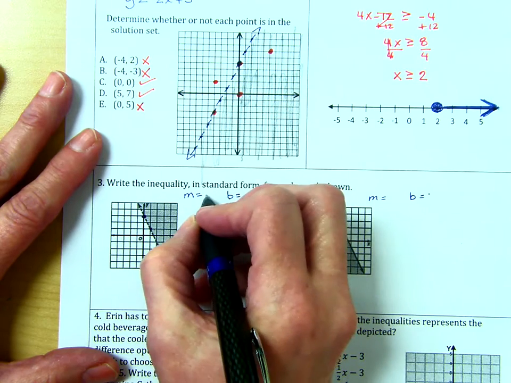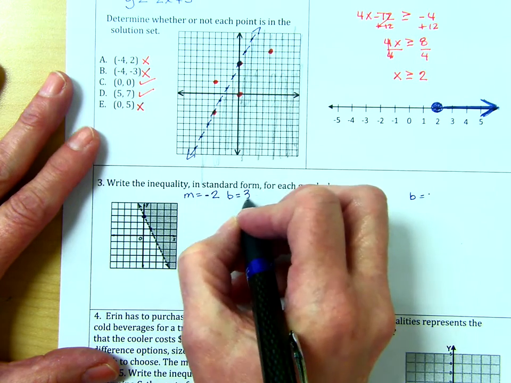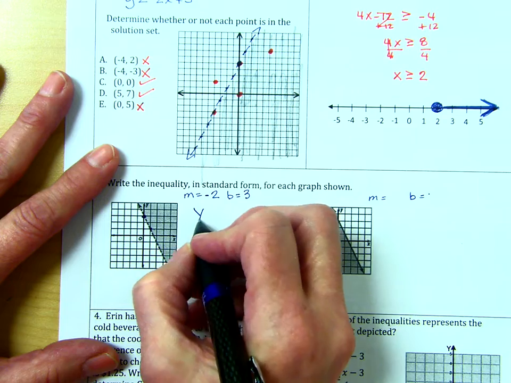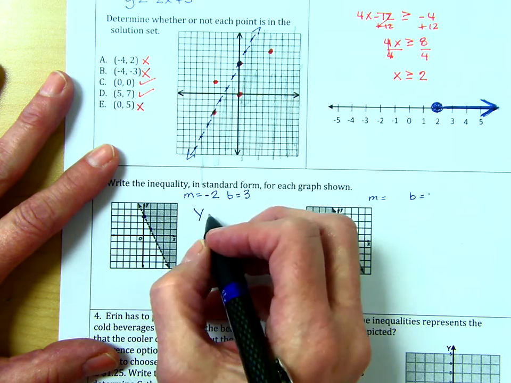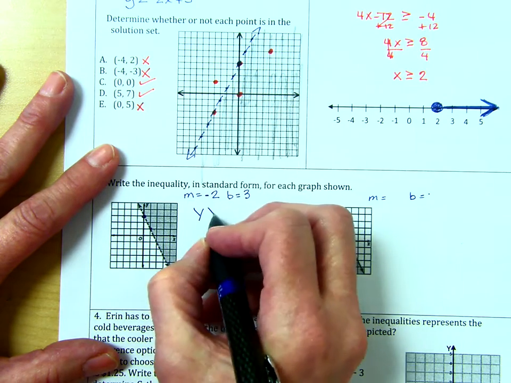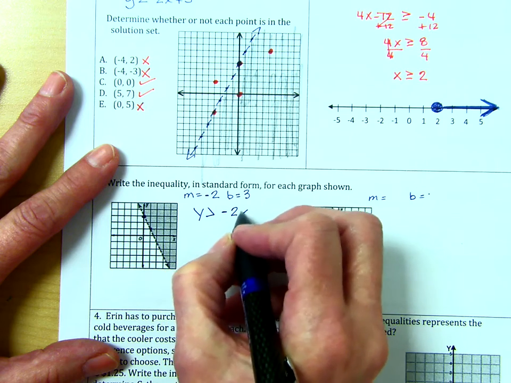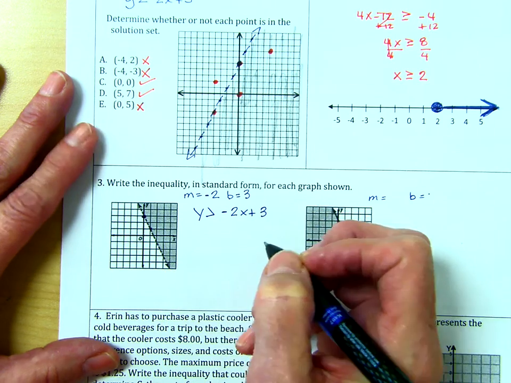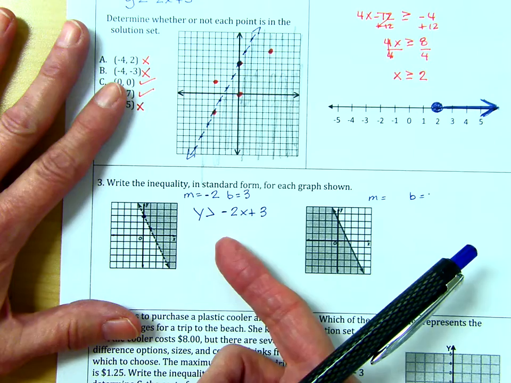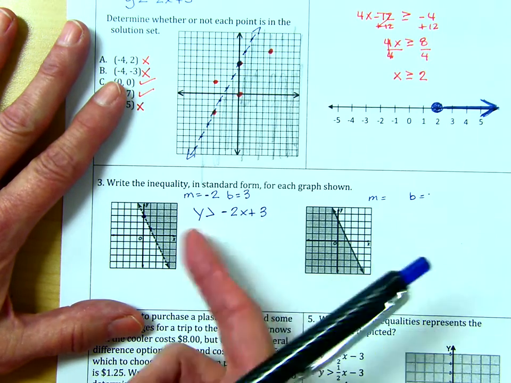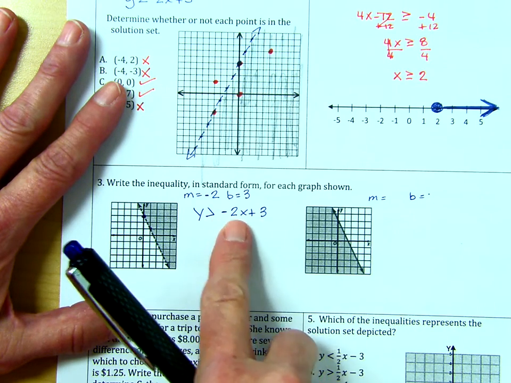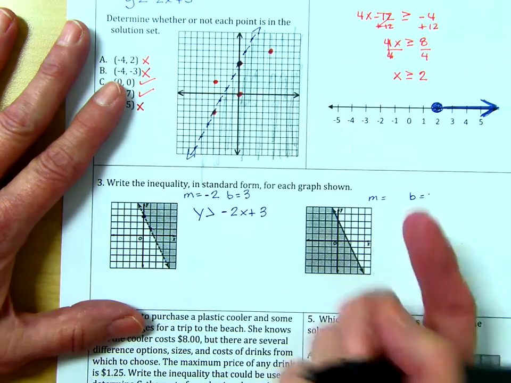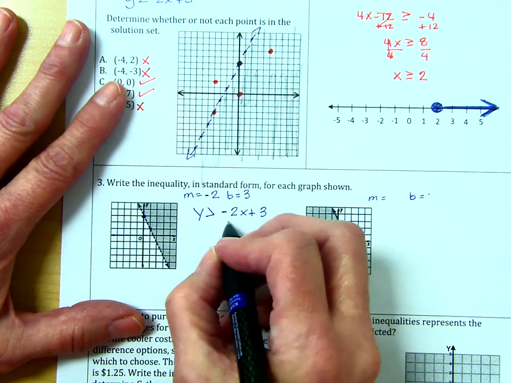Here's another point on the line. It looks like a negative 2. So I have a slope of negative 2 and a y-intercept of 3. And in this case, this is a dashed line, and we are shading above, so I want y greater than negative 2x plus 3. So to solve this or put it into standard form, what I'm going to do is make sure that my x and my y terms are on the same side, specifically the left-hand side.